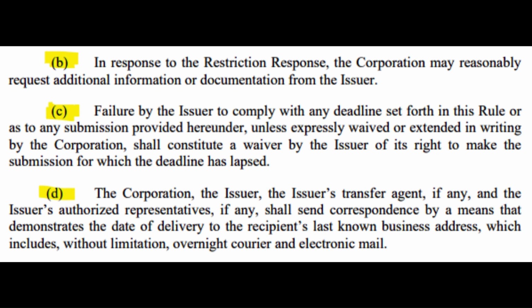Section 2B states that the DTC may respond to the issuer's restriction response by requesting additional information or documentation from the issuer. Section 2C states that the issuer waives its right to make the submission for any deadlines pursuant to Rule 33 by failing to comply with any deadline set forth in Rule 33 or as to any submissions provided, unless the DTC has waived or extended the deadline.